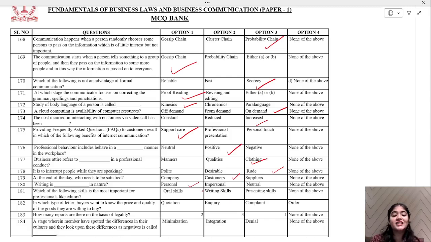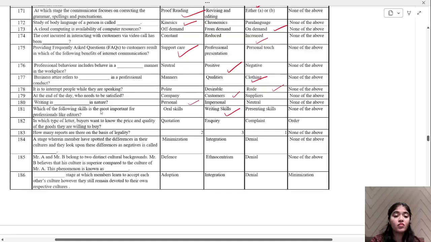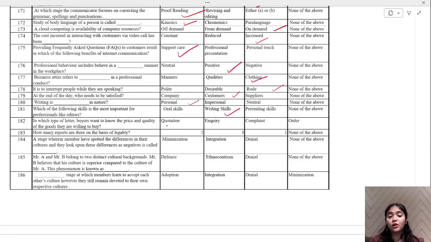Which of the following skills is most important for professionals like editors? Oral skills, writing skills, presentation skills. Presenters, it is important for editors that they have their writing skills nice. Okay, good. In which type of letter buyer want to know the price and quality of the goods they are willing to buy? Quotation, inquiry, complaint, or your order in inquiry. How many reports are there on the basis of legality? There are two types of reports.